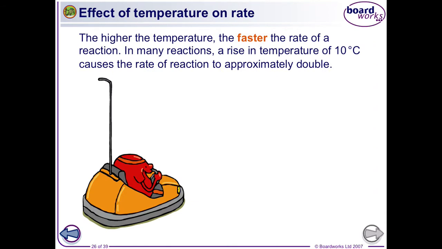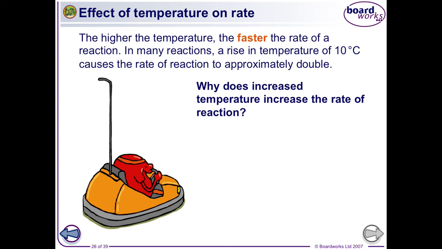So on your paper, the higher the temperature, the faster the rate of reaction. In many reactions, a rise in temperature of 10 degrees causes the rate of reaction to almost double. Think about the winter. You don't really want to go out much in the winter and do much, but in the summer, you want to be out and about moving. It's a higher temperature.